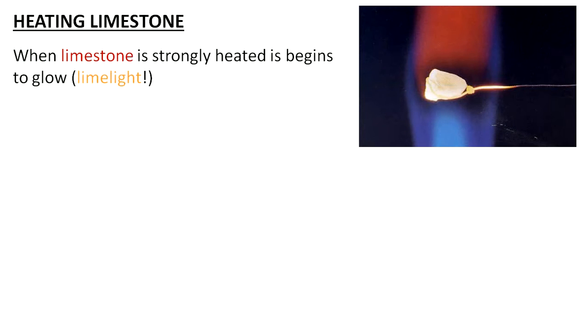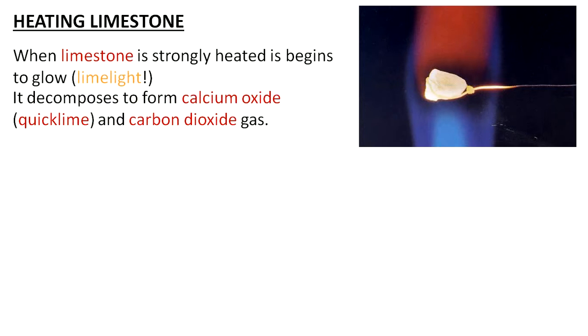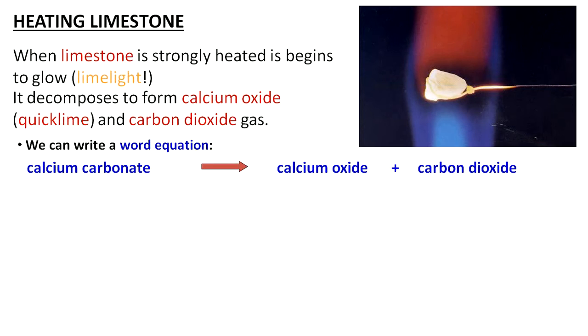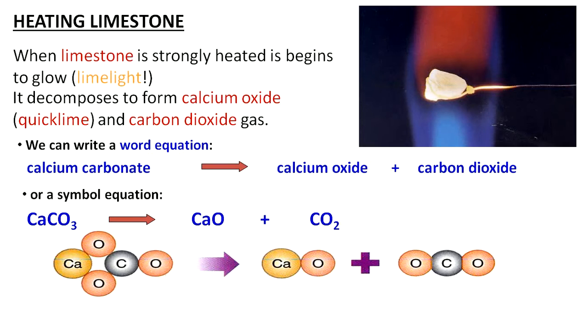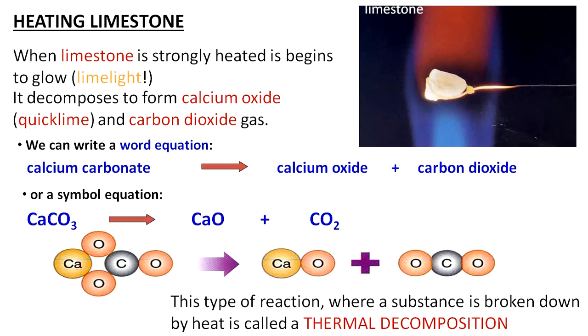Heating limestone. When limestone is strongly heated, it begins to glow. It decomposes to form calcium oxide and carbon dioxide gas. The word equation is calcium carbonate arrow calcium oxide plus carbon dioxide, and the symbol equation is shown. This type of reaction, where a substance is broken down by heat, is called a thermal decomposition.